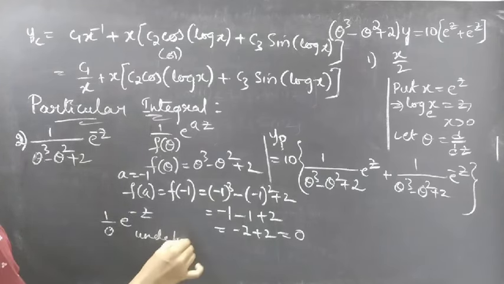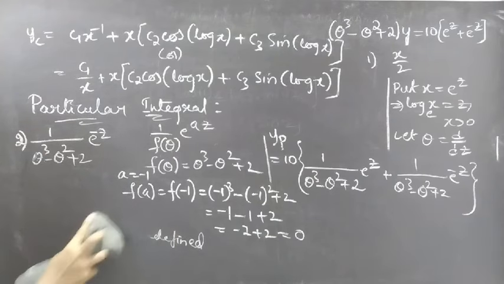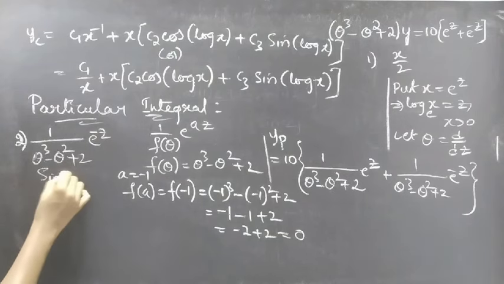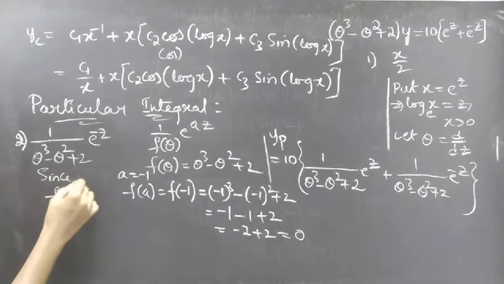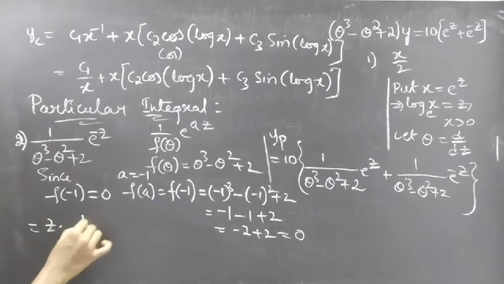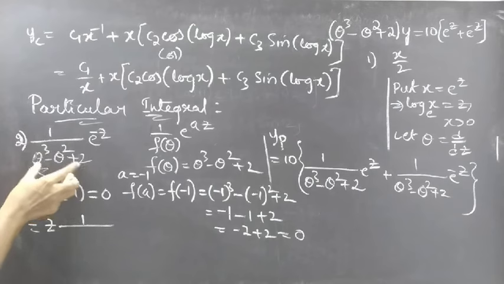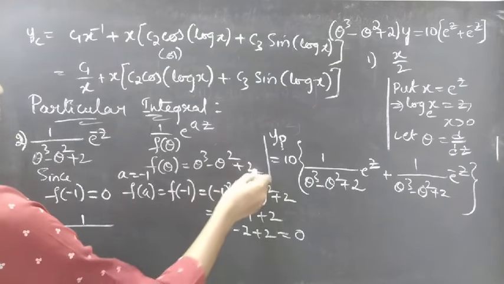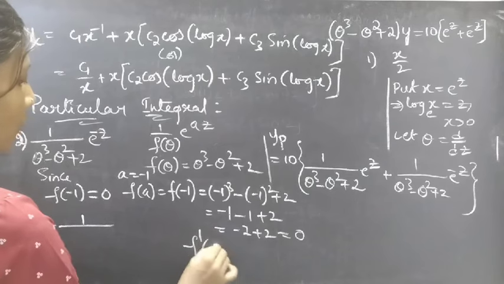So we'll not go for theta equals to minus 1 now, since f of minus 1 is 0. So what we'll do now, we'll just write one independent variable z into 1 by, find the derivative of f of theta. We are having f of theta is equals to theta cube minus theta square plus 2, right? Let's find f dash of theta.